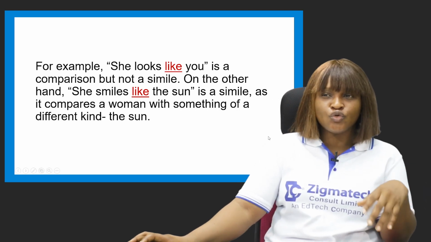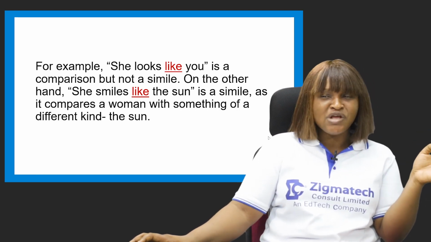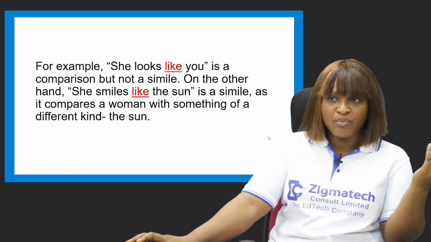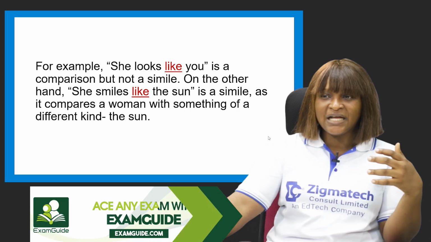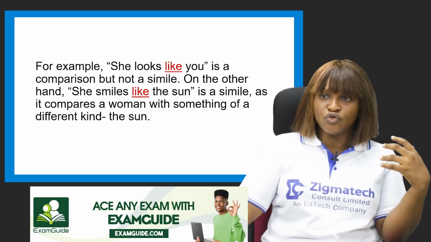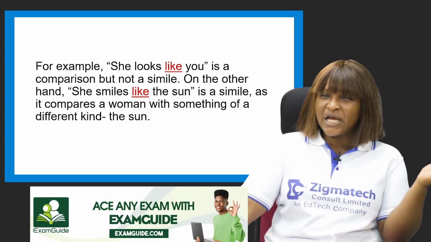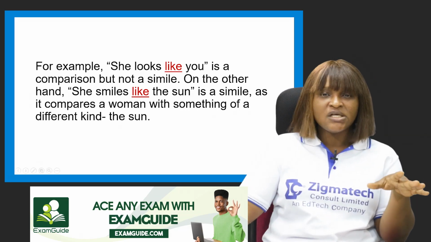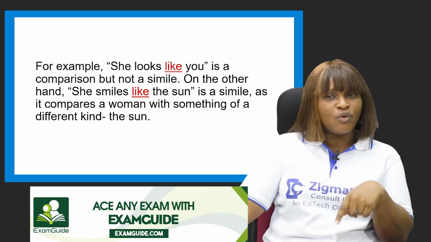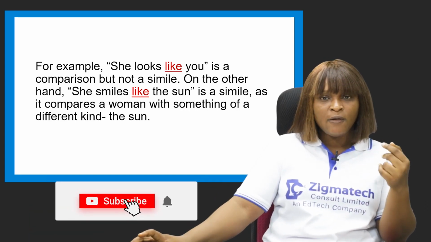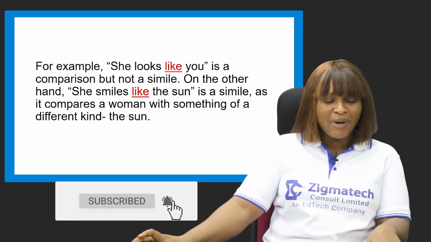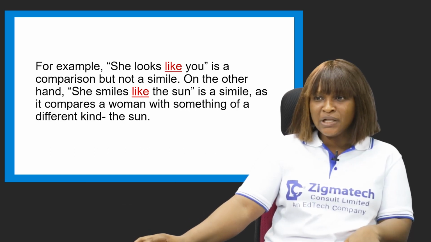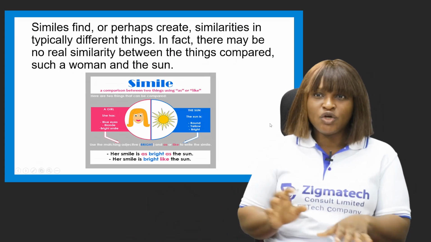So in normal comparison, we just compare people, but we don't do that with another thing entirely. So when you don't compare people with something entirely different, you have not made use of simile, you have just done simple comparison. But when you are talking about simile, that means you compare a human being with something that is not living. That's just it, something not living.